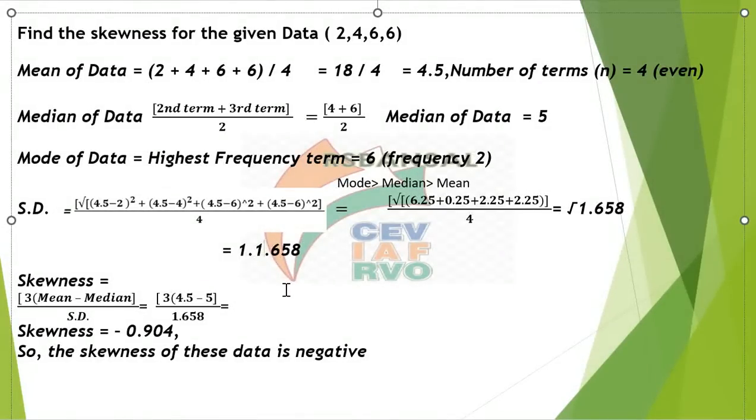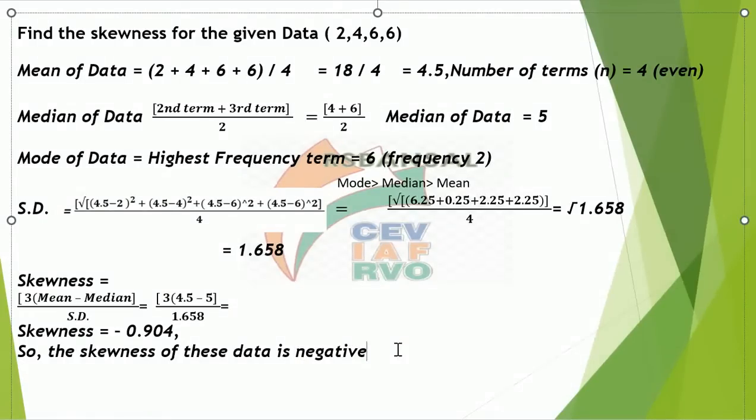1.1658 will be your standard deviation. So you put all the values here. Skewness is minus 0.904. So the skewness of the data is negative.